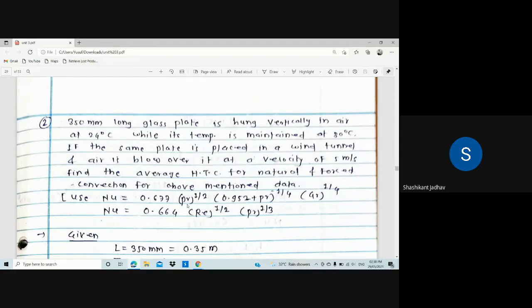After that, we discussed the combined natural and forced convection. In that, we discussed different correlations which are useful when there is forced and free convection at the same time, and we solved one problem related to that correlation. Now we have to solve the second problem. So all of you write down the second problem.